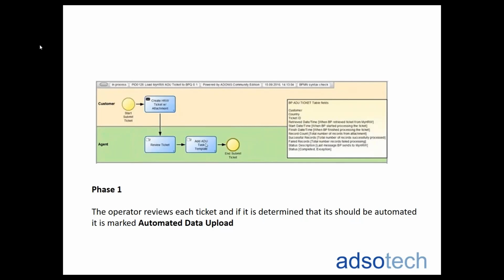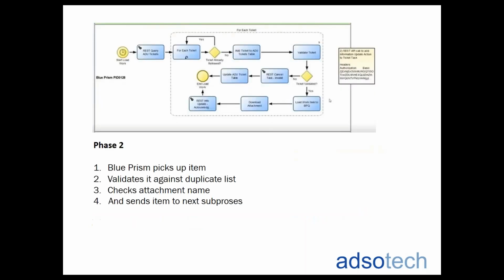Okay. So it's a simple process where the operator of the ticketing system just sees the ticket and decides, okay, do I want to automate this upload or not? If he says yes, we move to the next step. Blue Prism checks if there's a duplicate, if we already created this data or processed this form, and we also check that the attachment is named in the right way. If everything is okay and there's no duplicate, we move to the next step of the process.